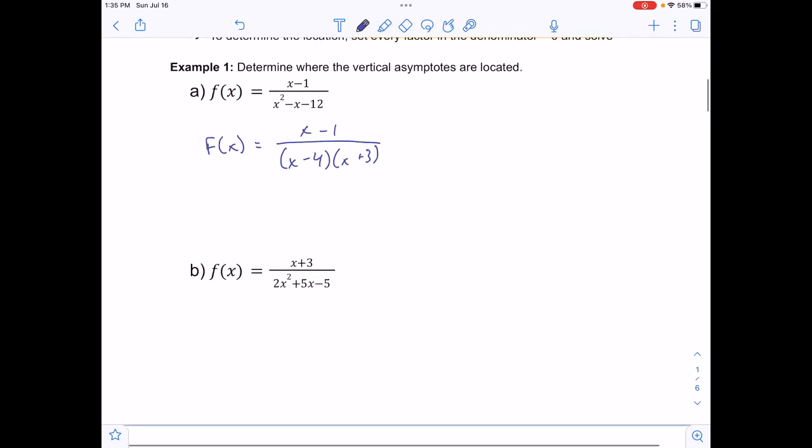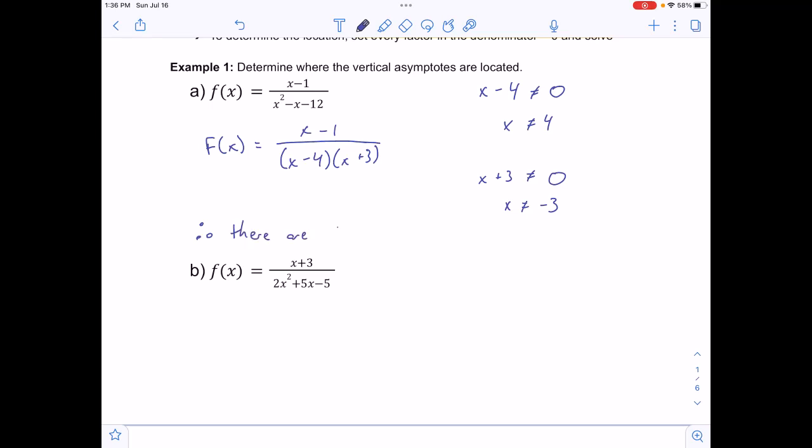Our function cannot equal them. So I'm going to do x minus 4 cannot equal 0, just like x plus 3 cannot equal 0. And I'm going to solve. This cannot equal is like the same thing as an equal sign. I'm going to rearrange. We know that x cannot be equal to 4, and it cannot be equal to negative 3. So I have vertical asymptotes, and I'm going to write those as VAs at x is equal to negative 3 and 4. There's two vertical asymptotes here.